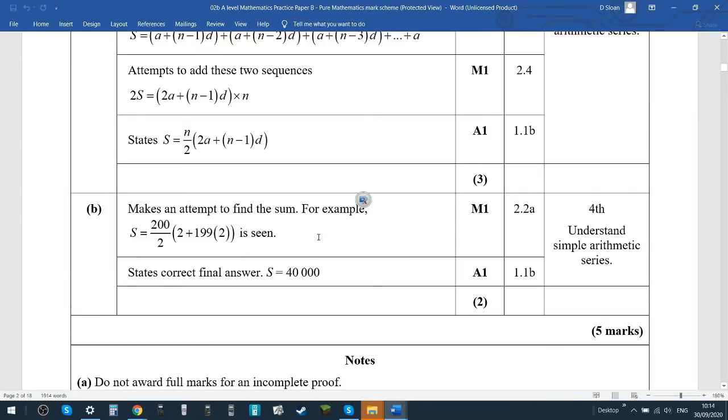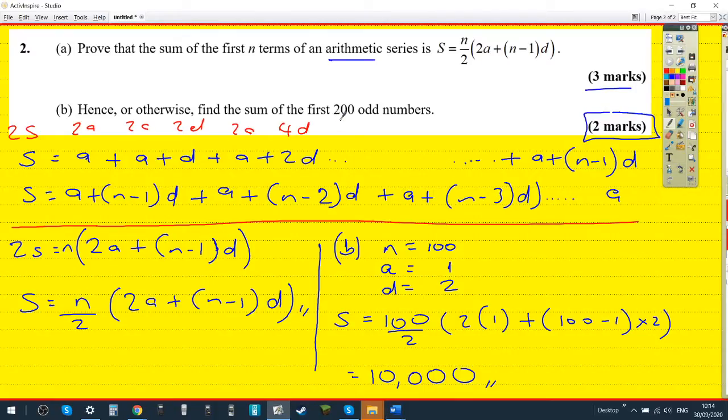40,000. N is 200. Let me... it's not from 1 to 200. It's the first 200 odd numbers. Okay. Yeah. So I'll just put in 200 instead of 100. Yeah, 40,000. Great.